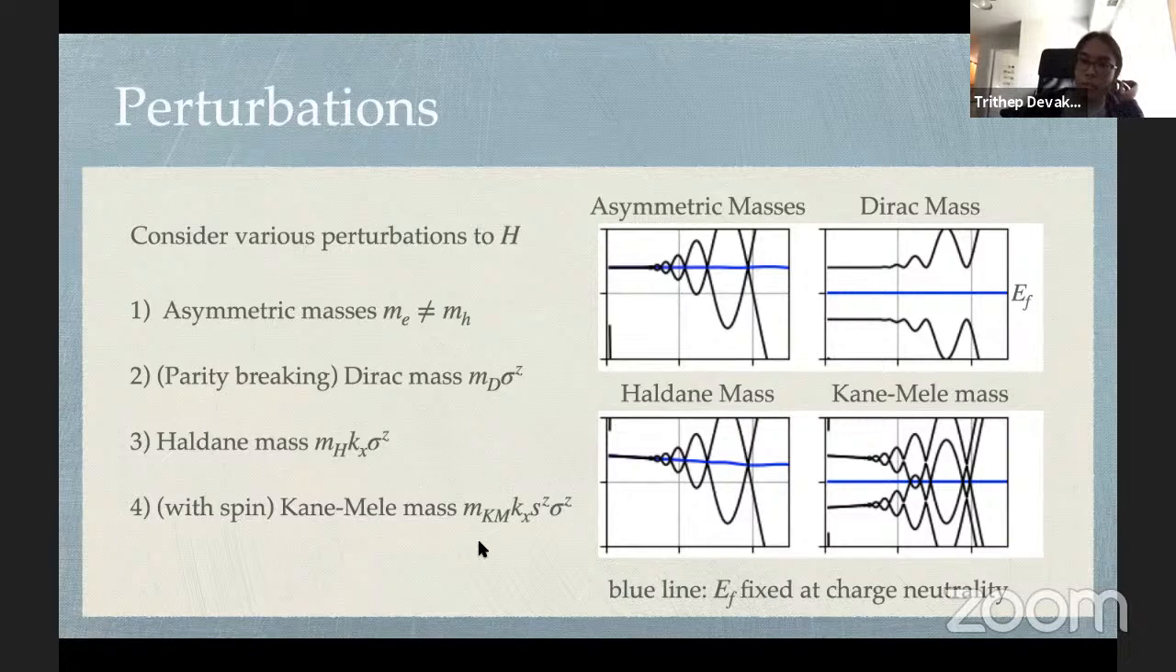Now you can also consider a generalization of our model where we add spin degrees of freedom, and now we're allowed to add a Kane-Mele mass term, which turns our system into a spin Hall insulator. And so that's what's shown here. You now have two copies of the Haldane mass, but with different signs. And so now your Fermi energy is just at 0. And at low fields, you don't have any states crossing the Fermi energy.